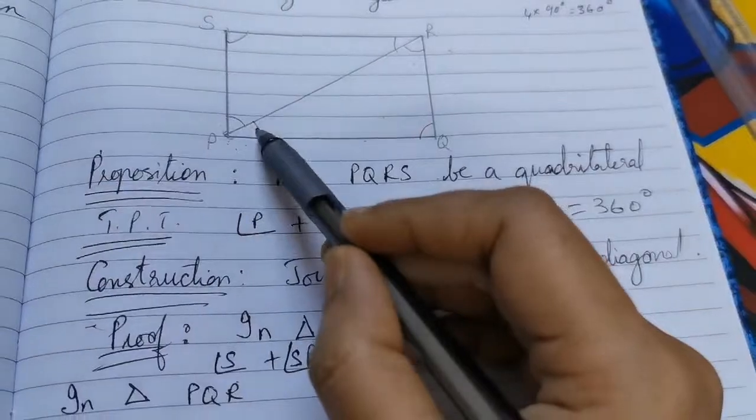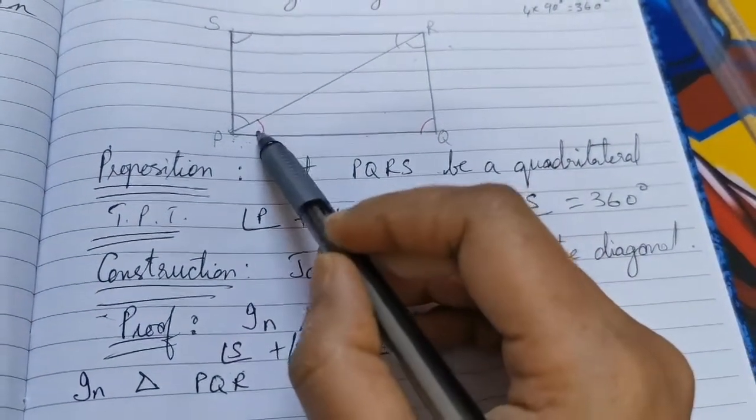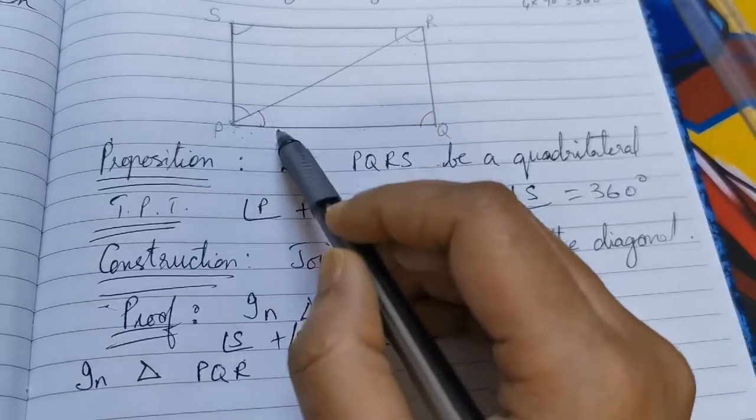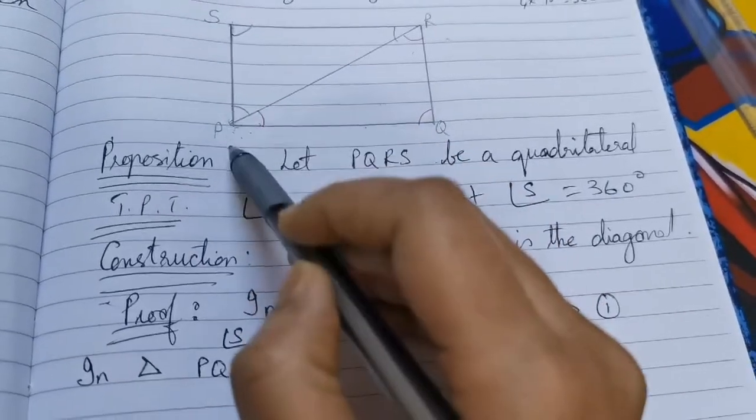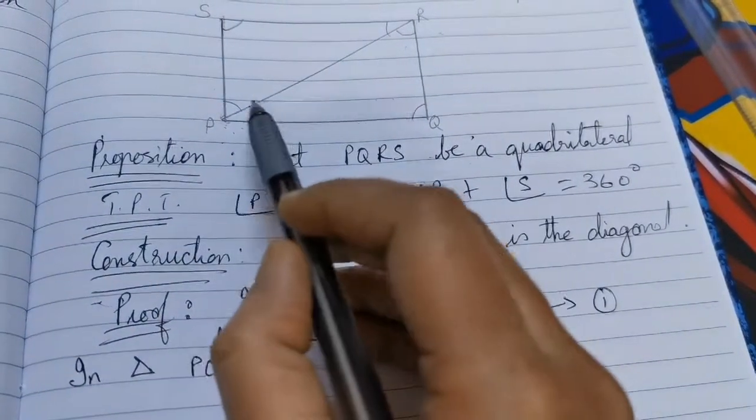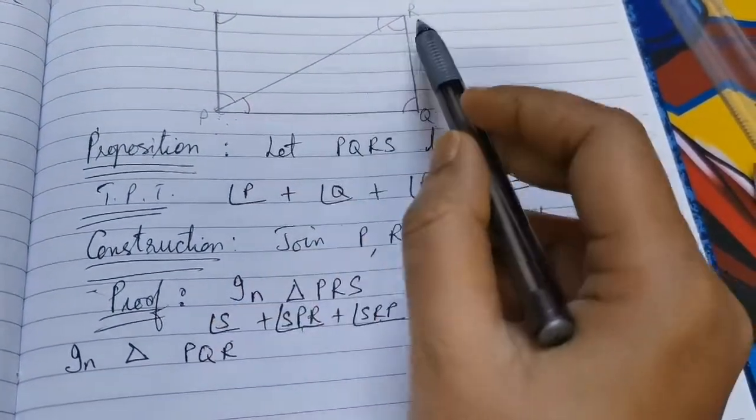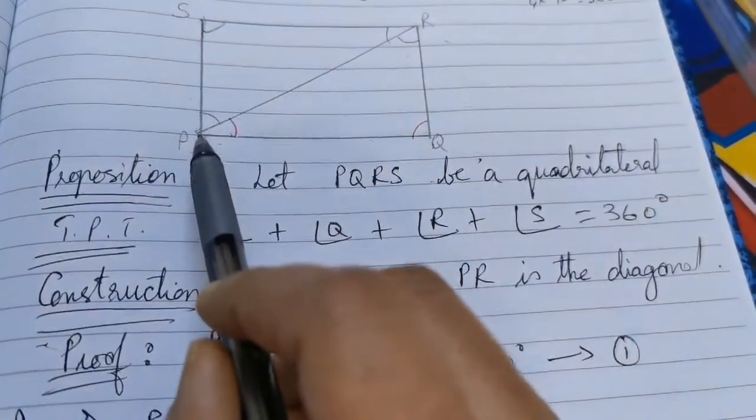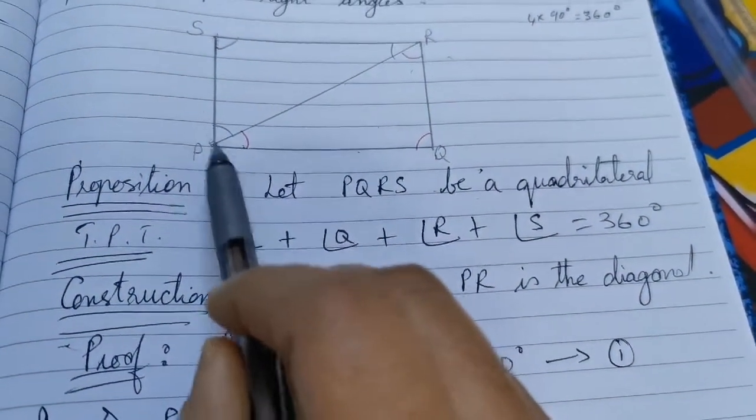So do I have the entire P here? No. I have only a part of the angle P. Angle P covers the entire thing. SPQ is angle P. Do I have the entire angle P? No. I have only a part of angle P, which is RPQ. Remember, when you are referring to angle P, P should be in the middle.